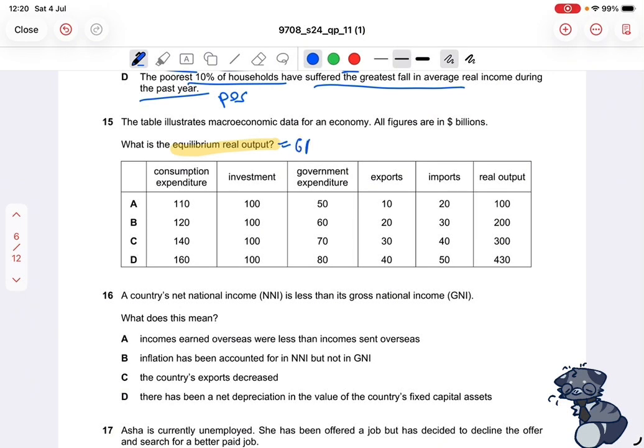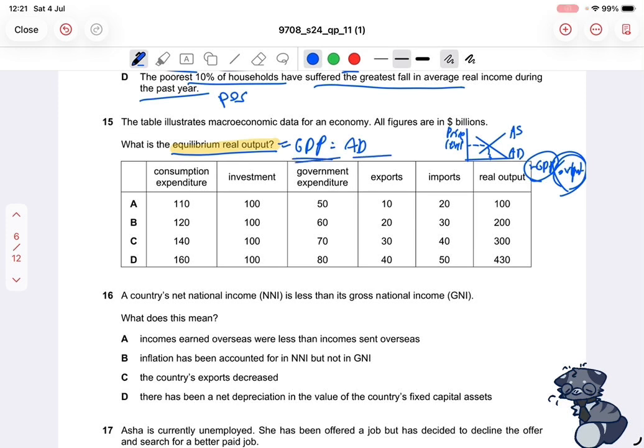So why is that? Well, on an aggregate demand and aggregate supply curve, which will look like this, with AD down here and AS up here, and this is price level, and this is real GDP or output, right? The intersection or the equilibrium point right here is output, or also known as the equilibrium real output. So which is why it equals GDP, which is also equal to aggregate demand. That's correct. Now which one is the equilibrium real output?